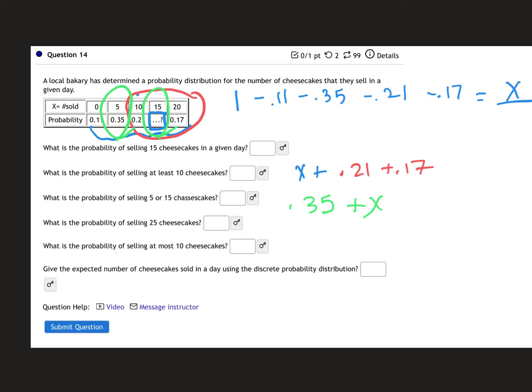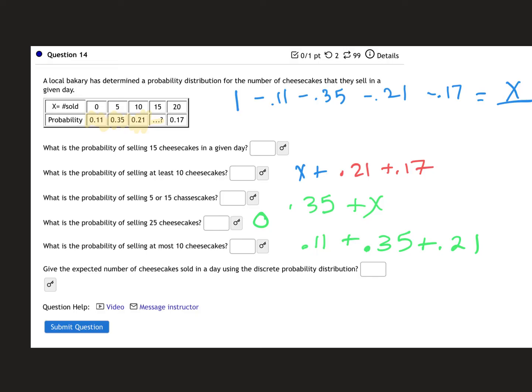Probability of selling 25 cheesecakes. 25 cheesecakes? There's no 25 cheesecakes. 0. Probability of selling at most 10 cheesecakes. Well, let's take a look at that. At most 10 is less than 10, 10 or less. It would be this little area right here, right? Not that, just that. So it's going to be 0.11, sorry about the background noise, plus 0.35 plus 0.21.